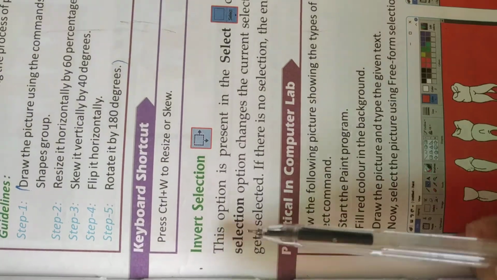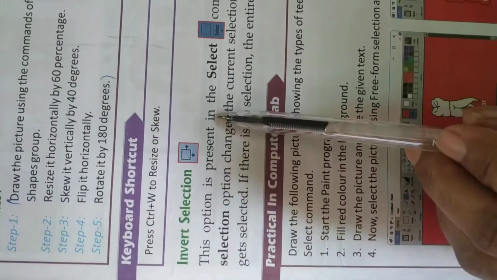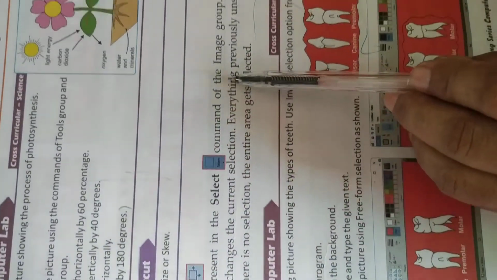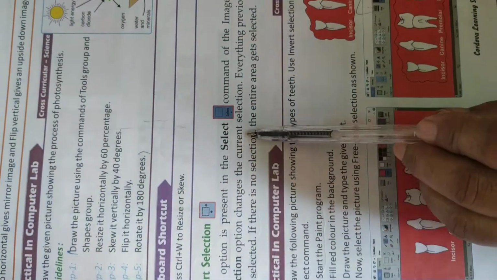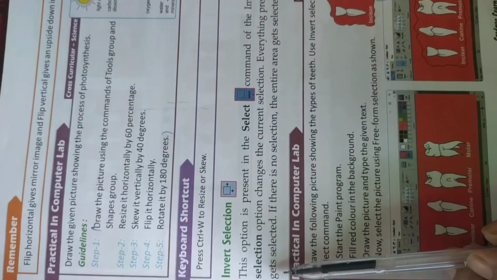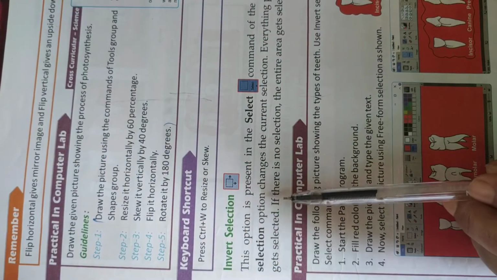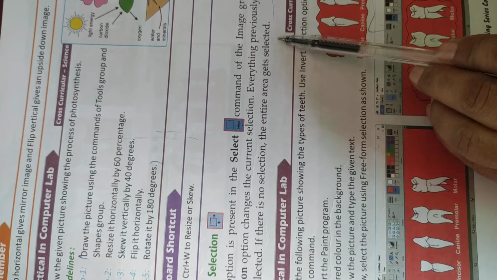Next heading is invert selection. This option is present in the select command of the image group. The invert selection option changes the current selection. Everything previously unselected gets selected. If there is no selection, the entire area gets selected.